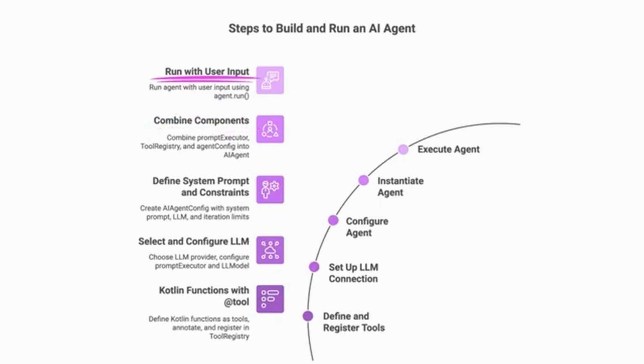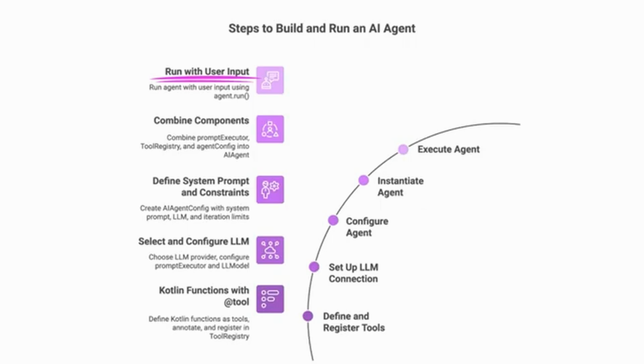Then we move to the execute agent. This is where the loop starts. You call agent.run. The agent takes user input, sends it to the LLM, decides whether a tool is needed, invokes it, feeds results back, and repeats until it reaches a final answer or hits a limit.